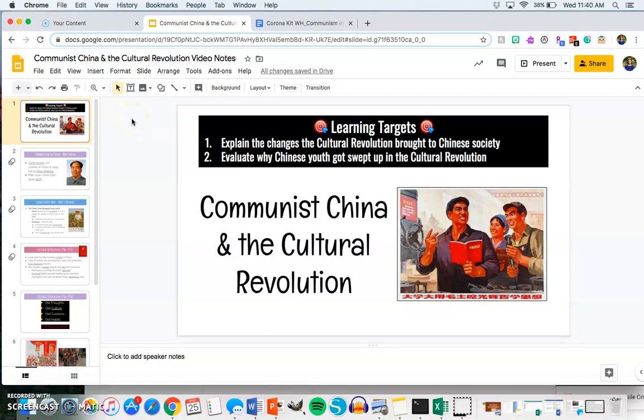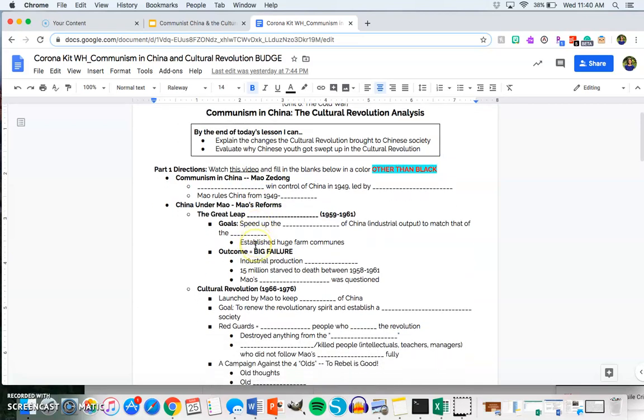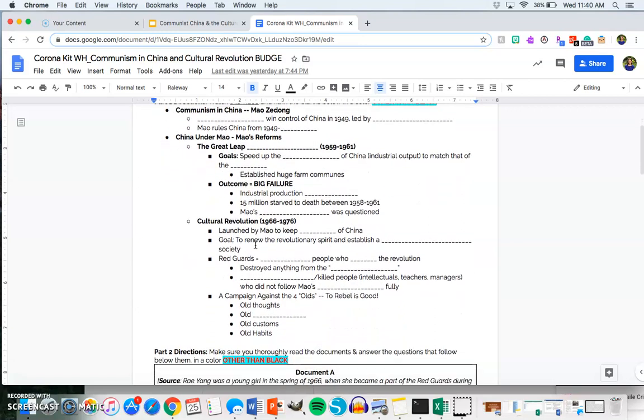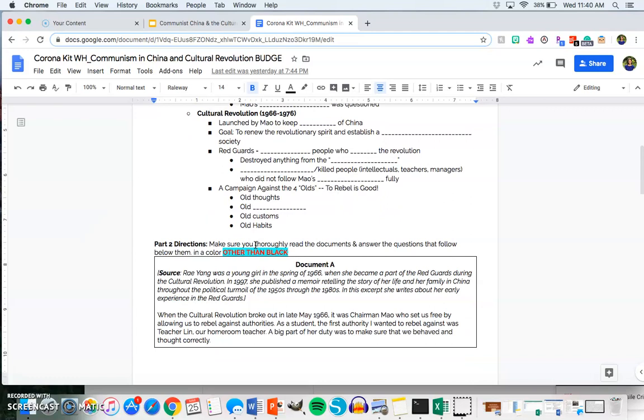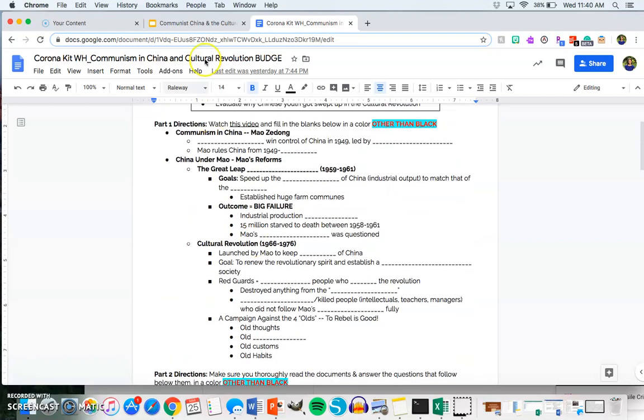So before we begin with the video notes, I do just want to remind you guys that you should have this handout open, just like we've done in the past. This is where you're going to be taking notes based on this video. And once we finish the notes, you will complete the activity that is below it. So just make sure you have this open. If you don't, make sure to head to Google Classroom and open this up, and then we will get started here.